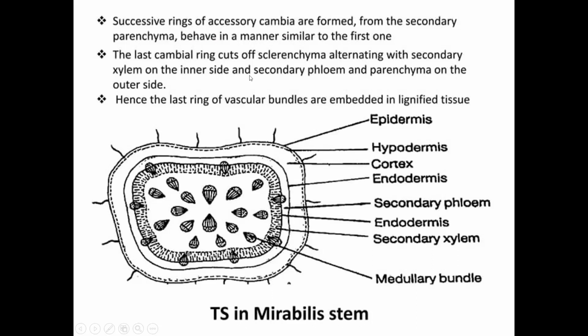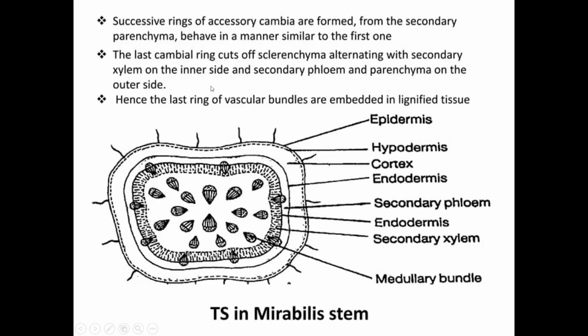So afterwards, a new vascular cambium is formed from the pericycle or cortex region, and again it behaves like that, and after some time it ceases its function, it stops its function, and again a new one is formed. So the last cambial ring cuts off sclerenchyma alternating with the secondary xylem on the inner side and secondary phloem and parenchyma on the outer side.